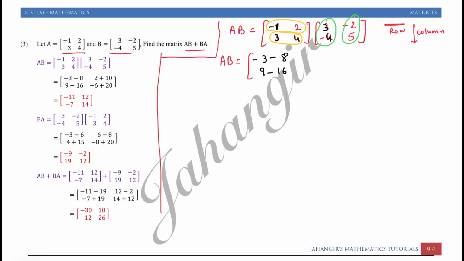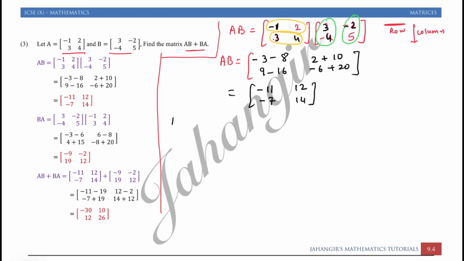Now same process with second column. So minus 1 into minus 2, so that is 2. 2 into 5, so plus 10. Then second row, second column. So minus 3 into minus 2 is 6, plus 4 into 5 is 20. So multiplying, you will get minus 3 minus 8 is minus 11. 9 minus 16 is minus 7. 2 plus 10 is 12. 6 plus 20 is 26. So first part you got AB.